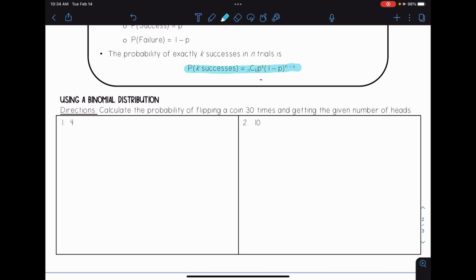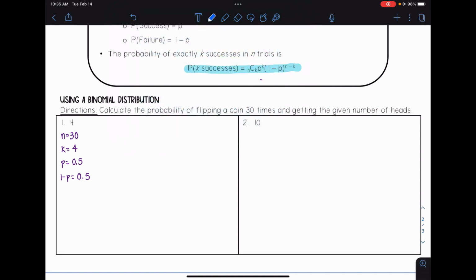So I see in this formula, I need to know what my n is, I need to know what my k is, and I know what my p is. Well, n is the total number of trials, and I am flipping the coin 30 times, so n is 30. k is my number of successes. For number 1, I'm looking to get 4 heads, so k is equal to 4. And then I figure out, what's the probability of success? What's the probability that I flip a head? Well, for a coin, the probability of flipping a head is just a 50% chance, so it's going to be 0.5. And so that means that 1 minus p is going to be 1 minus 0.5, which is also 0.5.